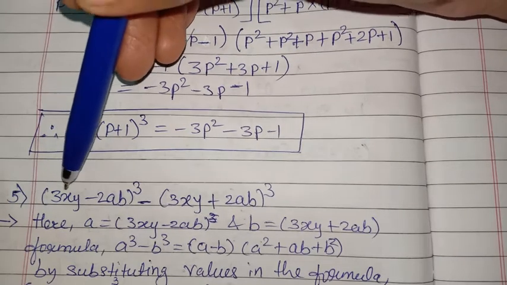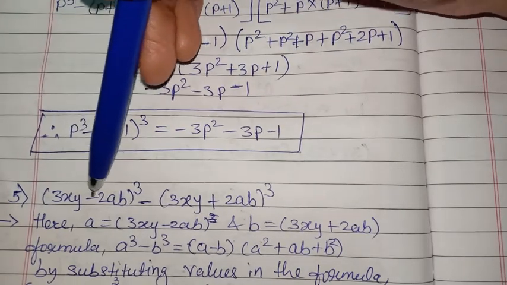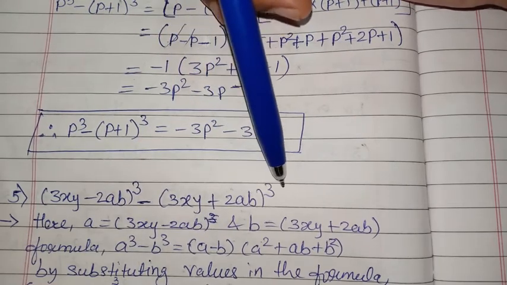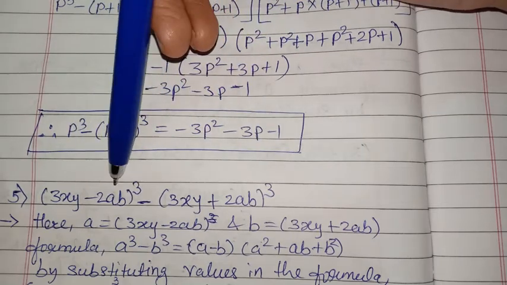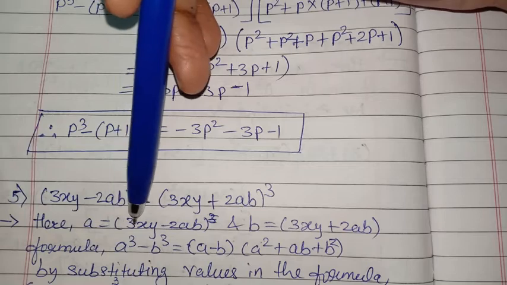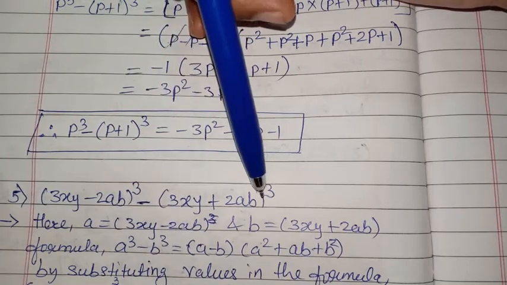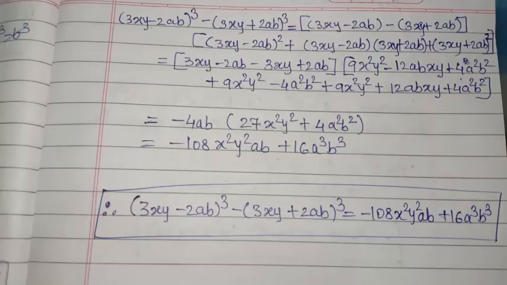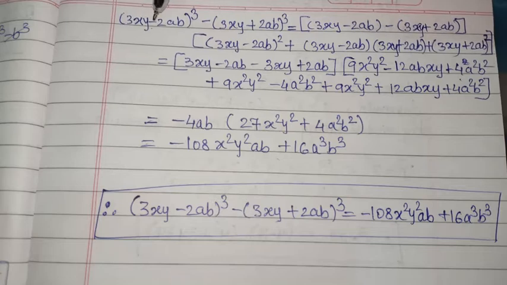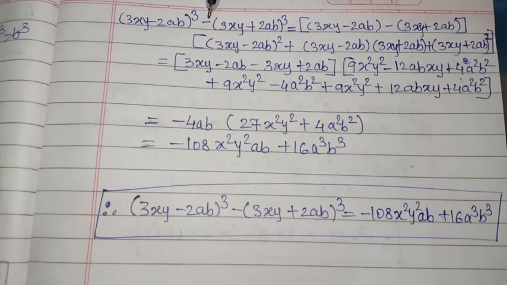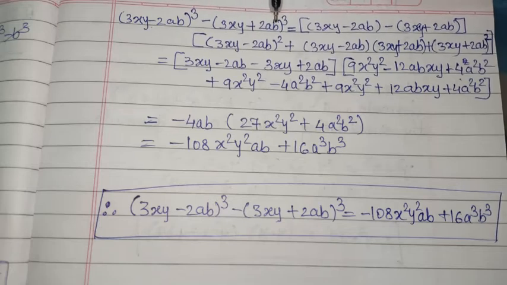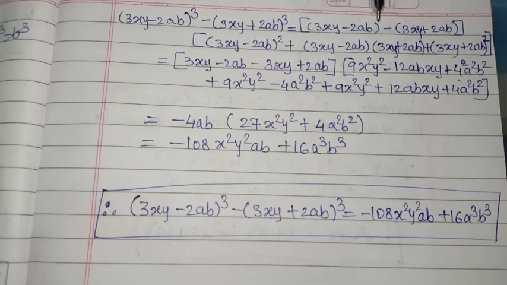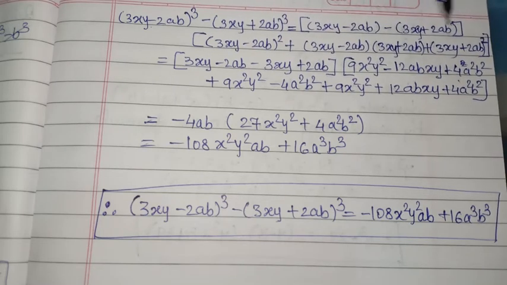Fifth sum, (3xy minus 2ab) cube minus (3xy plus 2ab) cube. So this is in the form of a cube minus b cube. Here a is this first bracket and b is the second bracket. Write the formula by substituting values in the formula. See, (3xy minus 2ab) cube minus (3xy plus 2ab) cube is equal to (a minus b). A means what? This full bracket, and b is this second bracket.